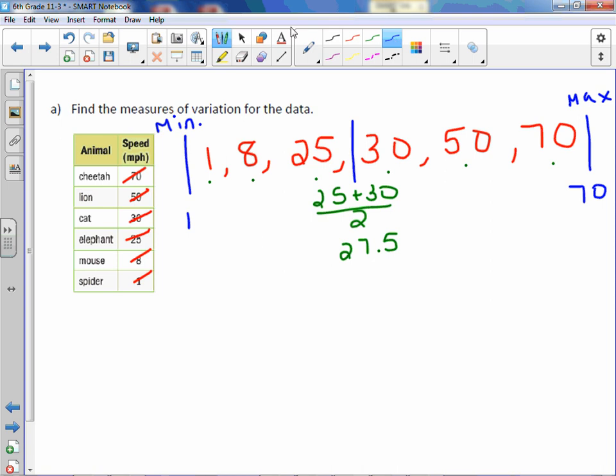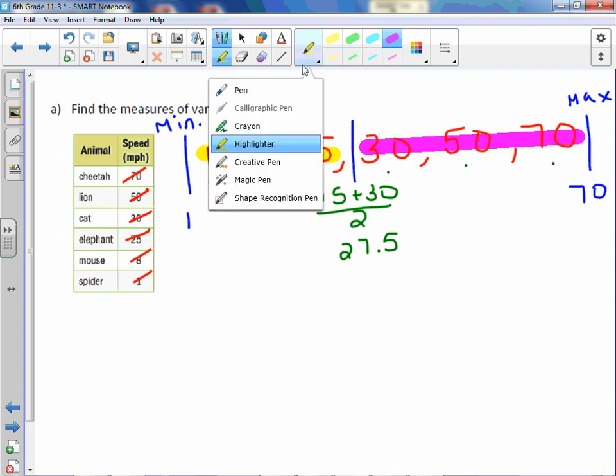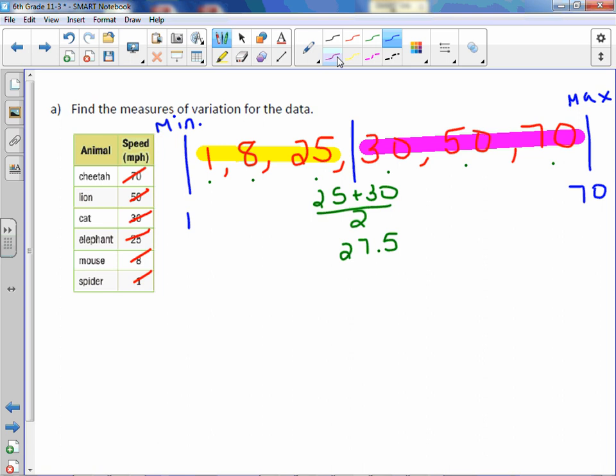Now we have this section over here, and we have this section over here. We're going to find the middle of each of those sections. Well, the middle of this section is right here at 8, and the middle of this section is right here at 50. So now we have found 5 numbers, and that's all we need to figure out our measures of variation. So let's go ahead and label these.